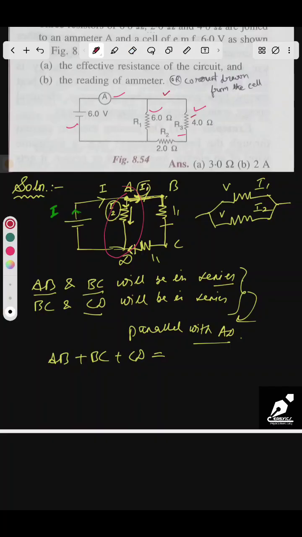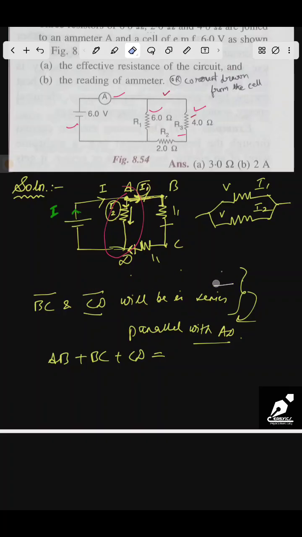So in that case, what will we be writing? We'll be writing that BC and CD will be in series. That much will be sufficient. BC and CD will be in series and it will be in parallel with AD.